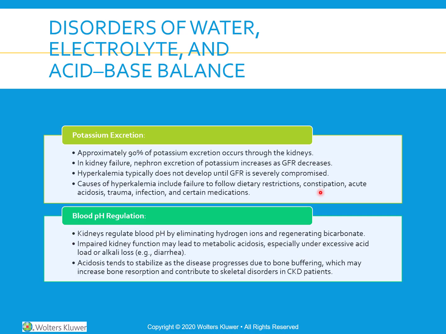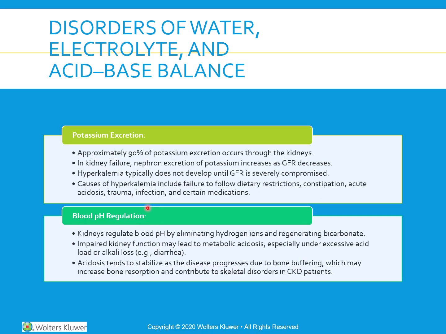Causes of hyperkalemia include failure to follow dietary restrictions in a patient with renal failure. Constipation can also cause hyperkalemia. Acutely becoming acidotic can cause hyperkalemia in a renal failure patient. Extensive tissue trauma, infection, or certain medications. So those are things that we really need to be careful of in renal failure patients, because they can cause significant hyperkalemia, which you may recall is our most dangerous electrolyte imbalance.